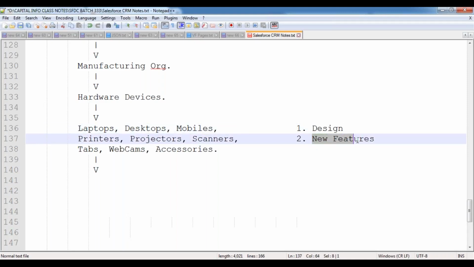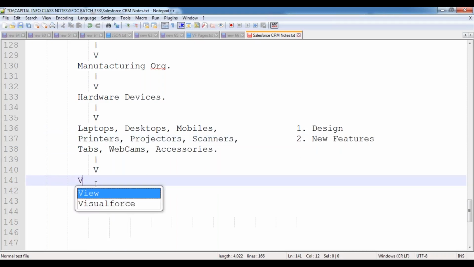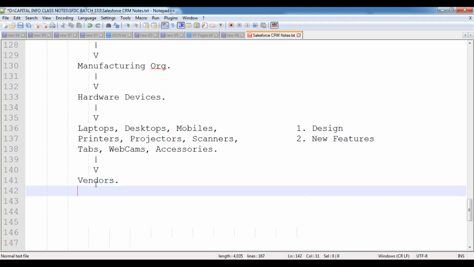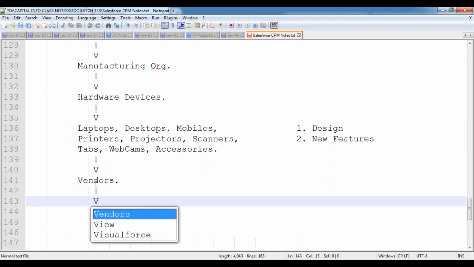design and the new features, whatever parts are required to prepare those products, they collect all these parts from the various vendors. They're collecting the parts from the various vendors. Vendor means what? A vendor is nothing but an organization which is expert in manufacturing that part.